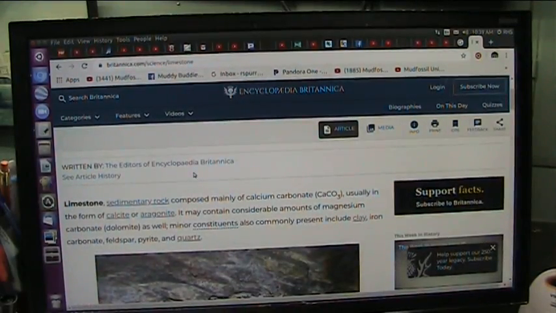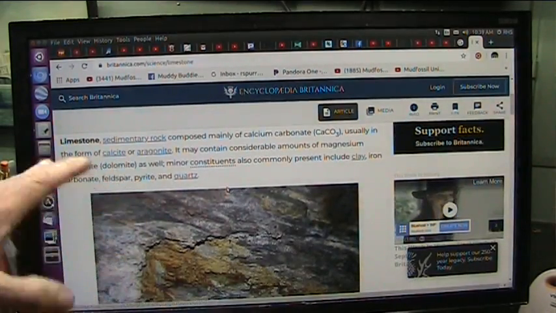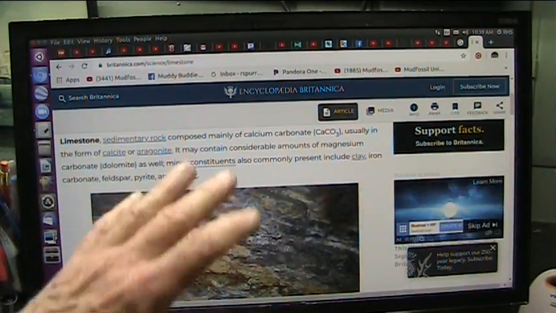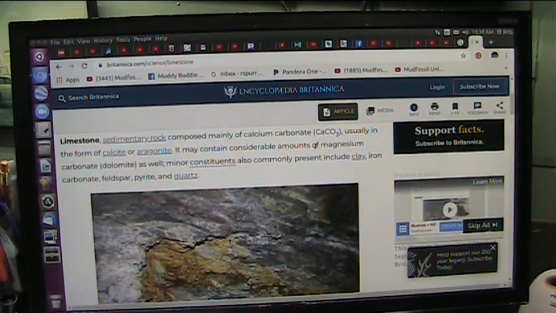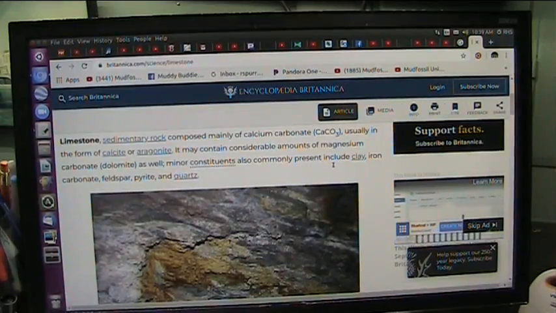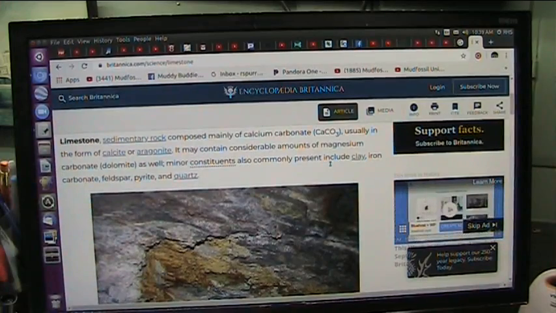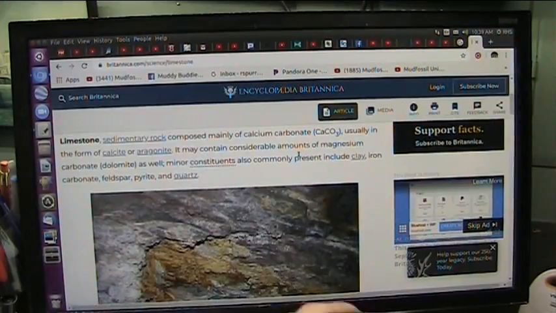Okay, my friends, this is Roger, and this is an extremely interesting article about limestone, which they're calling a sedimentary rock composed mainly of calcium carbonate, CaCO3, usually in the form of calcite or aragonite. It may contain considerable amounts of magnesium carbonate as well as minor constituents commonly present, including clay, iron carbonate, feldspar, pyrite, and quartz.